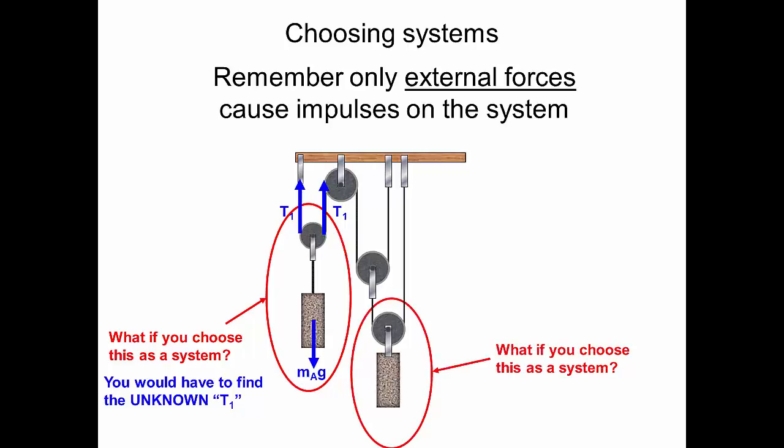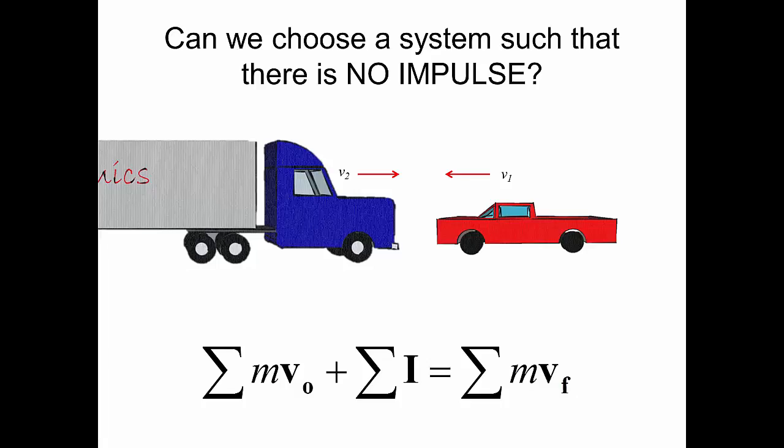Now what if I chose this as a system? Well, I'd have the weight of block B, but I'd also have another tension T2, and I would have to find the unknown T2 in order to solve this problem.